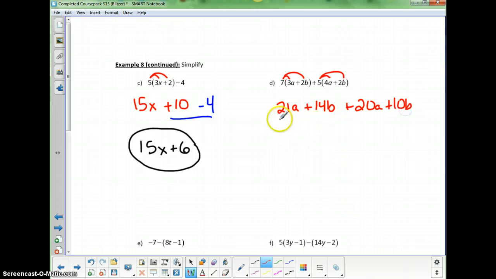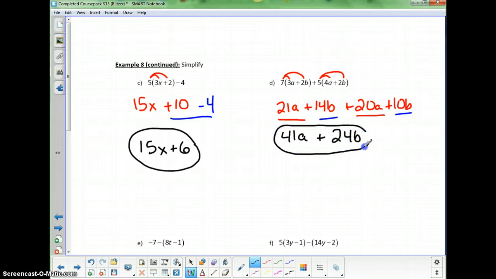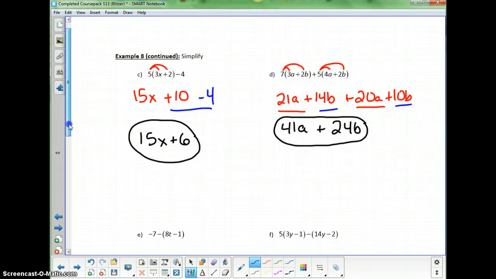And now we're ready to combine some like terms. I've got a's that I can combine and b's that I can combine. So first with the a's, 21a plus 20a is 41a, plus 14b and 10b is 24b. It doesn't really matter which of these two variables I write first. If you have more than one variable, it's traditional to write them in alphabetical order.